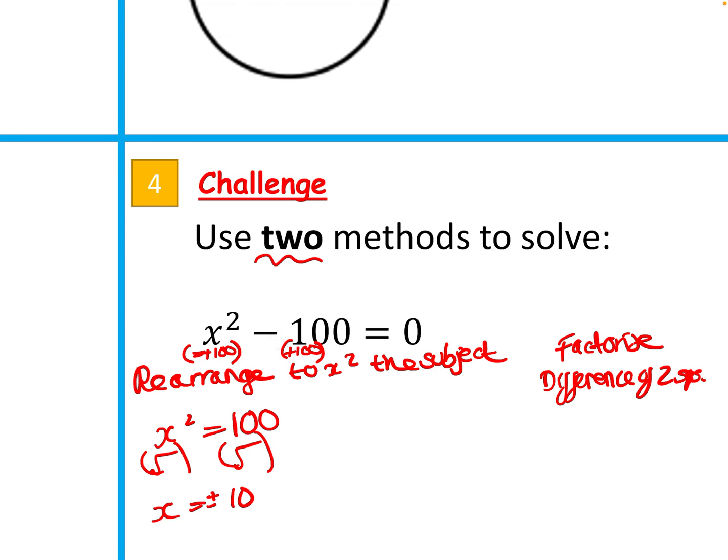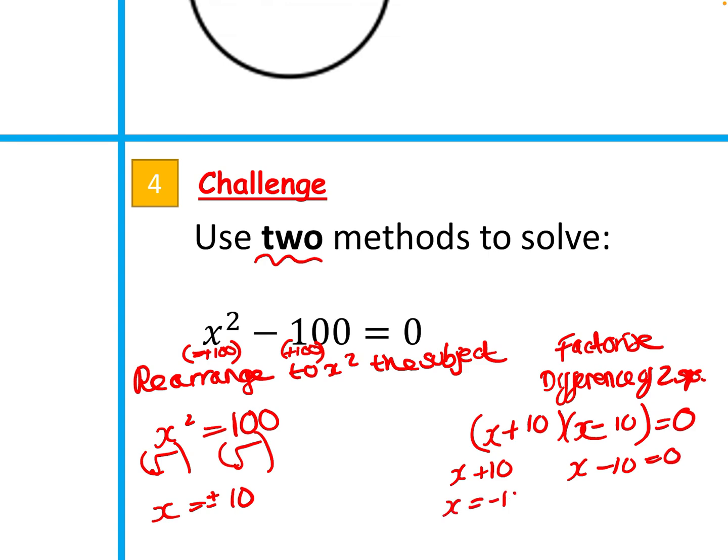When factorising a difference of two squares, we take the square root of the first term and pop that at the front of the brackets. We take the square root of the second term and pop that at the end. One of them is add, one of them is subtract. This still equals 0. Now I can separate this out and say that either half must equal 0, which gives me x equals negative 10 or x equals 10. I could rewrite this as x is positive and negative 10. So there are your two methods there.